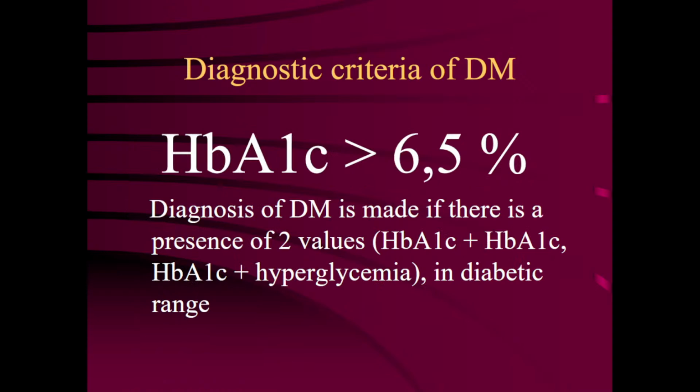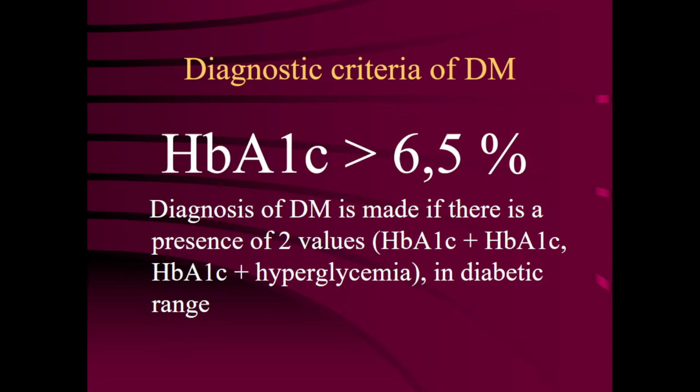And what else is also very significant is to detect glycated or glycosylated hemoglobin. If it's more than 6.5%, it's assessed as a diagnostic criterion of diabetes mellitus. Diagnosis of DM is made if there is a presence of 2 values: increased glycated hemoglobin detected once, and another result of increased value of glycated hemoglobin on different dates.